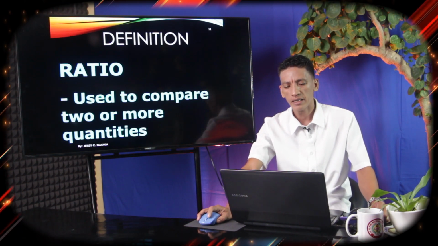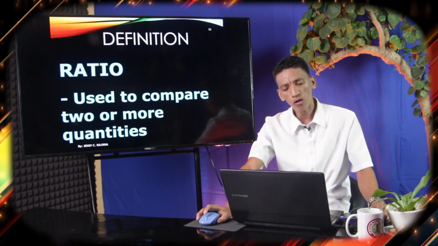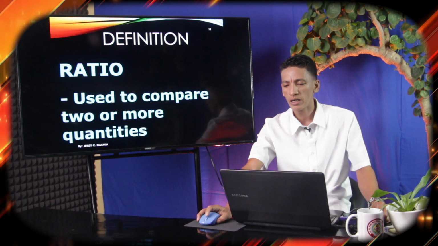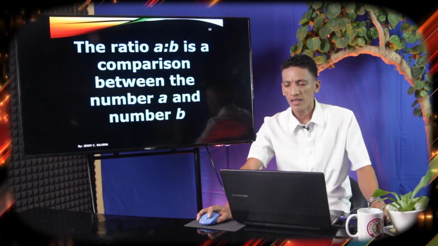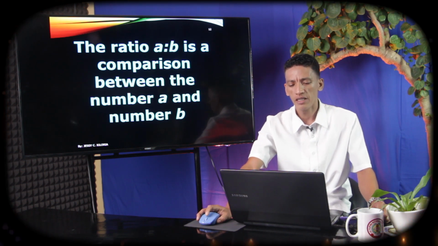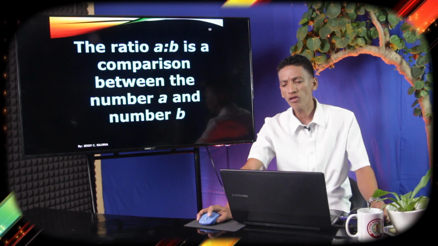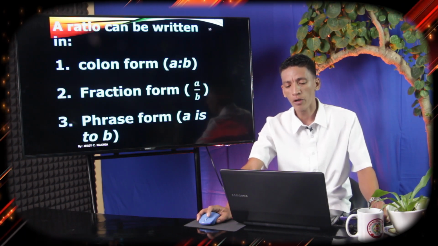So we have here a ratio. It is being defined as used to compare two or more quantities. So the ratio A is to B is a comparison between the number A and number B. And a ratio can be written in the following format.